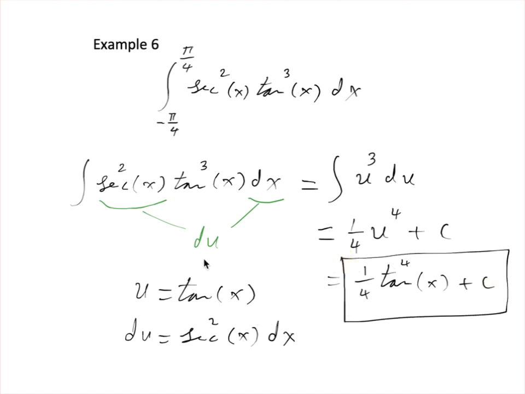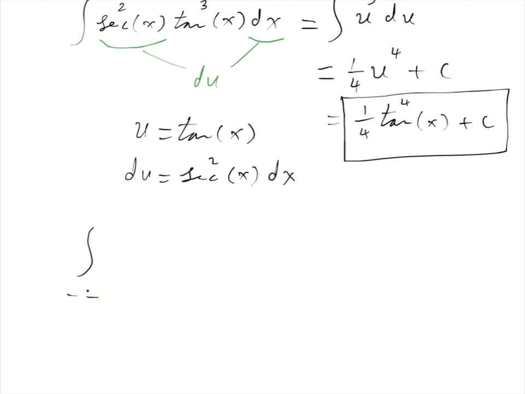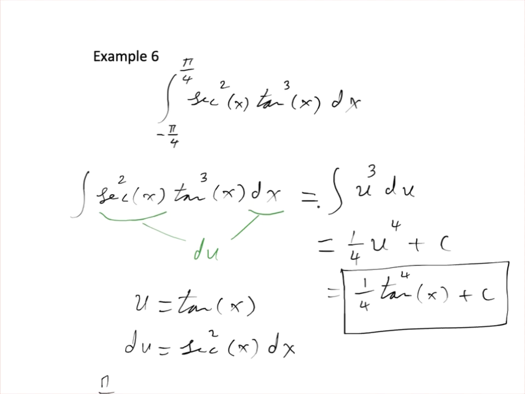This is one way where you ignore the limits first and find the antiderivative. Now we want to apply those limits. So let me rewrite the integral. This is the integral from minus pi over 4 to pi over 4 of secant squared x times tangent cubed x dx. So this was the original question, but we ignored the limits. We did the antiderivative first.